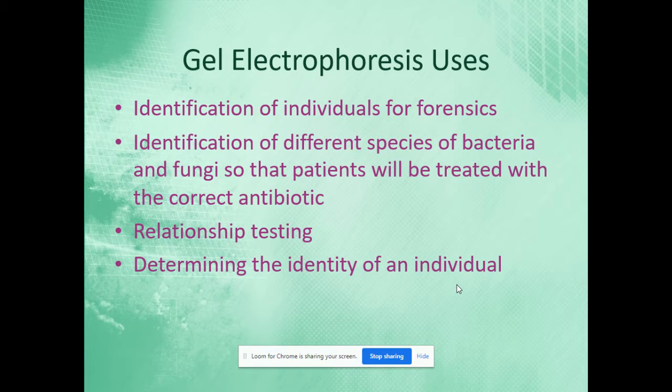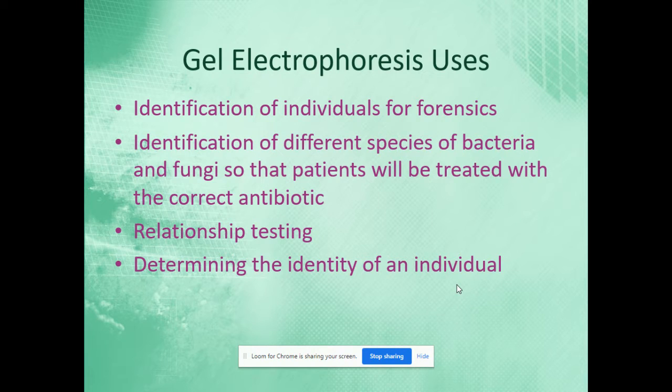The uses for gel electrophoresis are a lot of forensic science. So if you're taking that class, you probably studied gel electrophoresis DNA fingerprinting. But for genetics purposes, you can identify different species of bacteria and fungi so that patients can be treated with the correct antibiotic. You can also do it for relationship testing. So you're determining maybe who the father is, or if they are a relative, some distant related cousin.